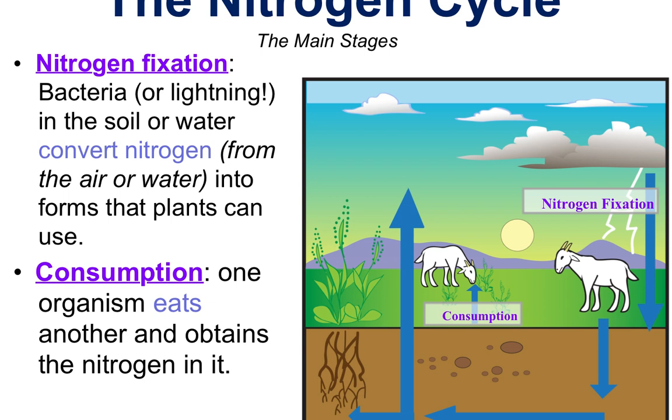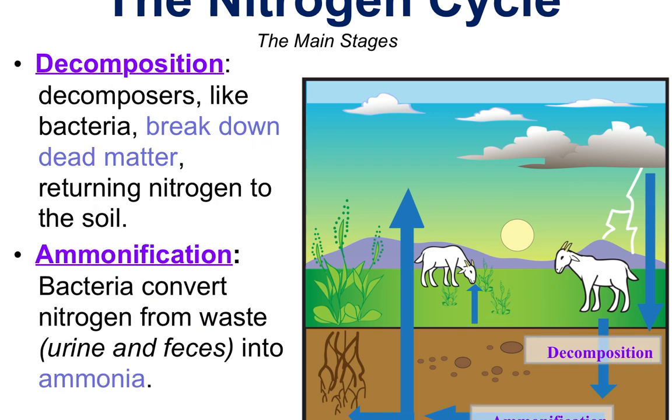And consumption: when one organism eats another, it's going to get the nitrogen from those other organisms that it ate. Decomposition: when things decompose, we have decomposers, like bacteria, for example. They break down dead matter, take those huge organic molecules and break them into much smaller parts, returning nitrogen to the soil.